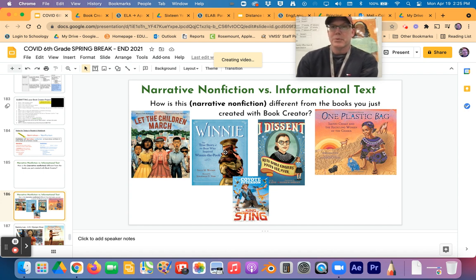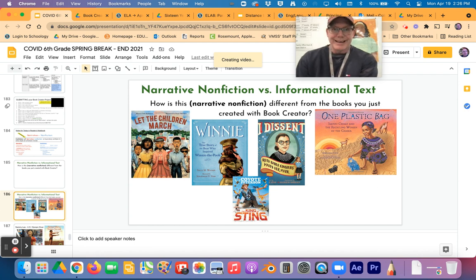So if you didn't know it, Winnie the Pooh is based on a bear. And then we have I Dissent. This is the story of Ruth Bader Ginsburg, who passed away this year. She was a Supreme Court justice and a powerful, amazingly inspirational woman. We got One Plastic Bag, the recycling women of the Gambia. So this is a story of something that is real.